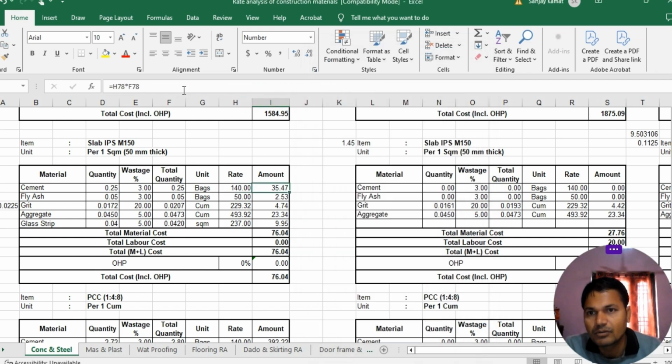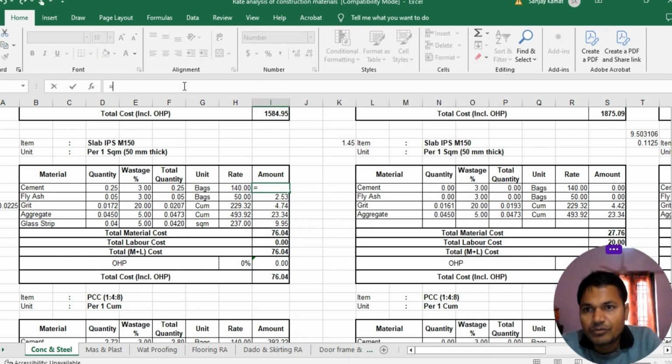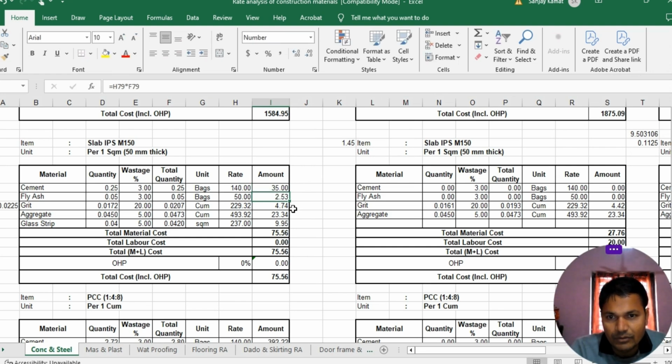This time we have to do the heat. Okay, so this time we have to do it 35 only. It is coming, so you have to write 35 only.